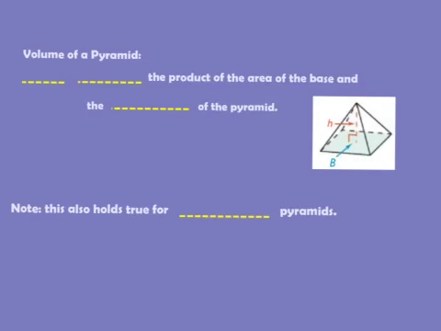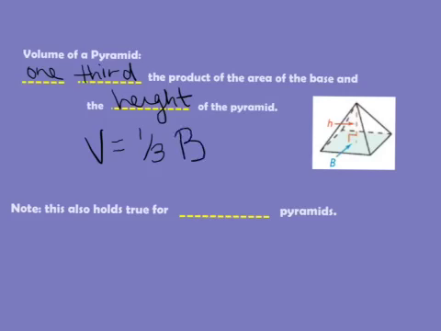The first thing we need to know is what the volume of a pyramid is. So the formula is going to be 1/3 the product of the area of the base and the height of the pyramid. So volume of a pyramid is 1/3 the product of the area of the base, big B, and the height. And it's very important to know that this also holds true for oblique pyramids.